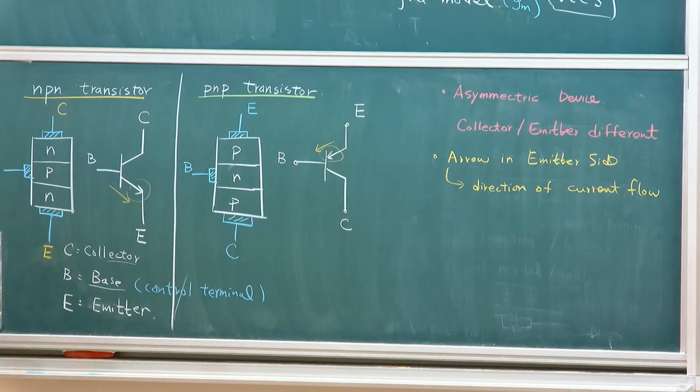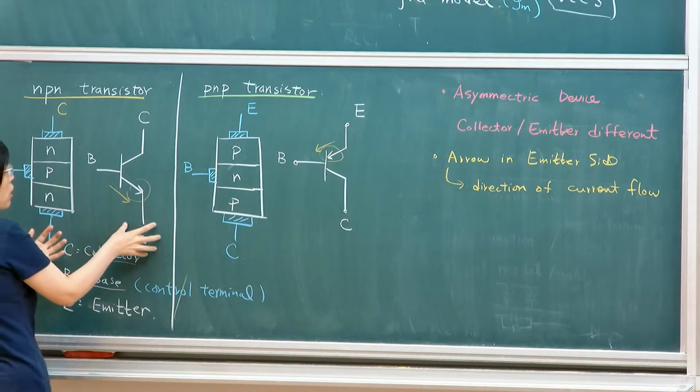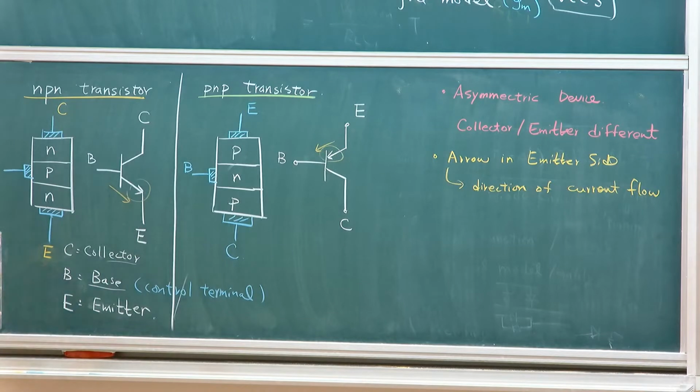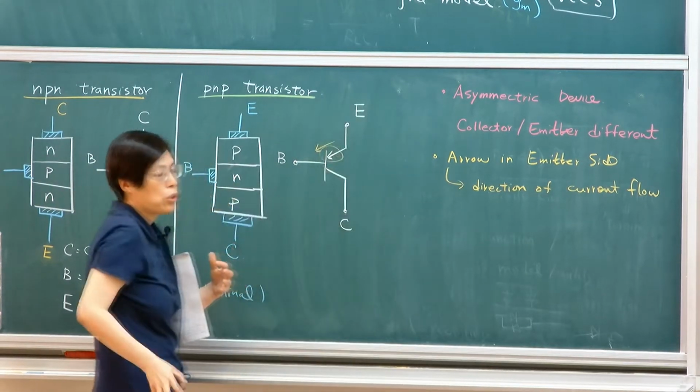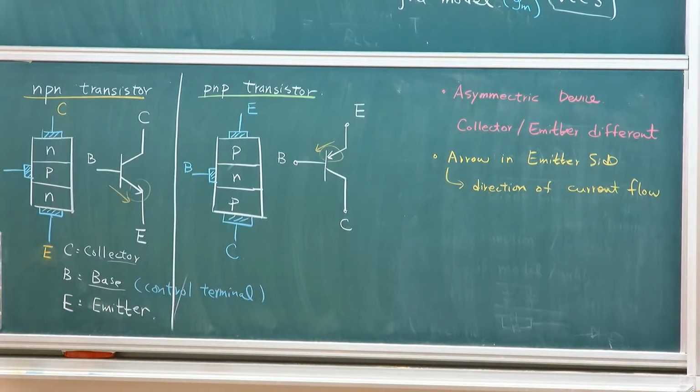So why is there a flip in collector and emitter? Anyone think about it? Why? In PNP and NPN, why is it typically that the emitter in an NPN transistor is at the bottom, and the emitter in a PNP transistor is typically at the highest voltage terminal? Why is it a flip? Can anyone think about it?